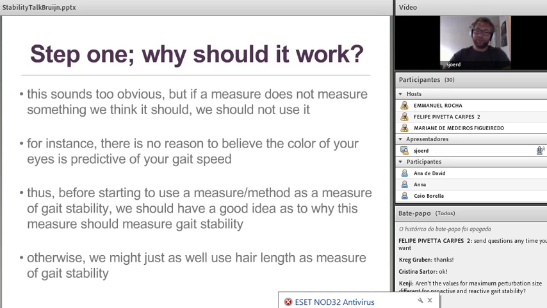Otherwise, we might as well just use hair length as a measure of gait stability. So once again, this is totally ridiculous, to use hair length, but it's to show you that if you're going to use a certain measure to measure something, sit down and think about what the measure represents, and why you think that is related to gait stability. Take some time to do that. It's very important.